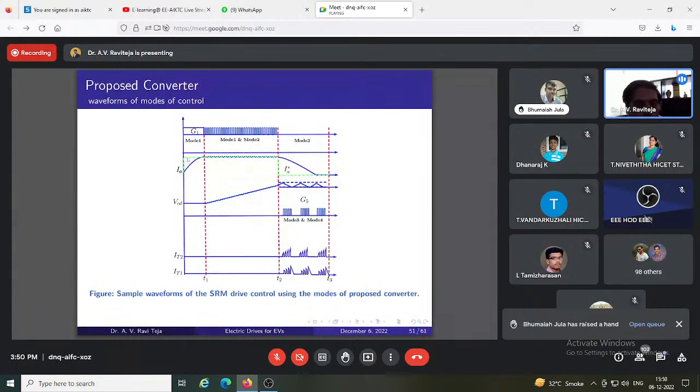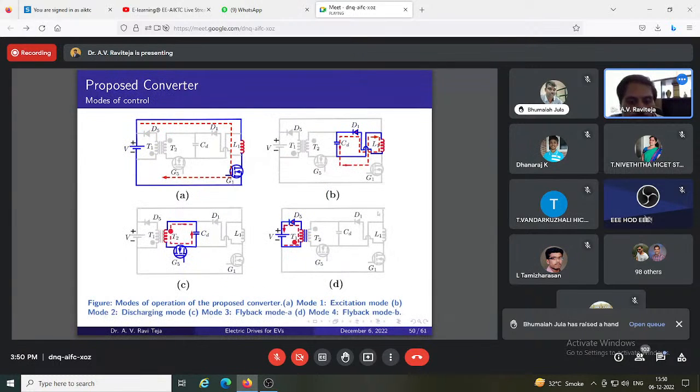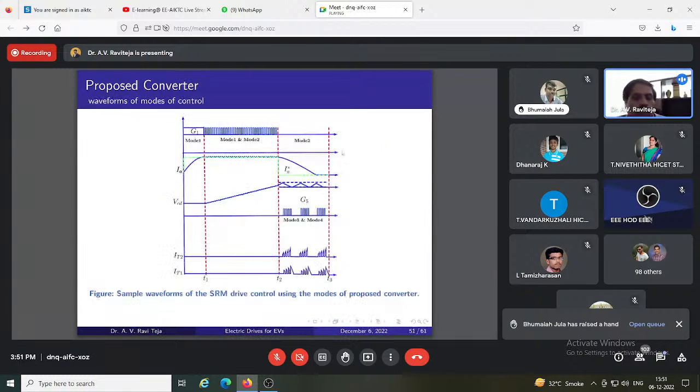Because I have a reference current, until I reach the reference, G1 will be on. Once I reach the reference, in mode 1 and 2, I will chop so that the current is maintained. When I want to completely decay, then I go to mode 2. In mode 2, I will discharge the entire current in the winding and dump it into the capacitor CD. So when I dump the current in the capacitor CD, the capacitor will charge.